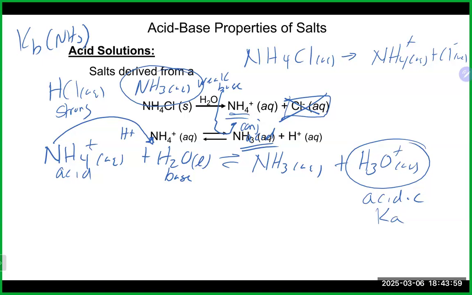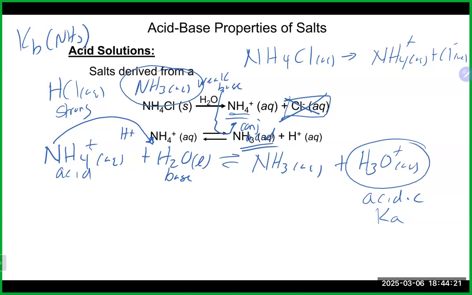Once again, you're most likely going to have to use the Kw equals Ka times Kb to do a little flip around there. In this case, though, when I do my ice table and I actually solve for X, what does X equal? It will equal the H plus concentration, which means you could go directly into the pH equation to get the pH in this case.